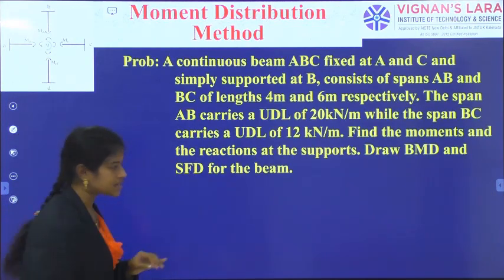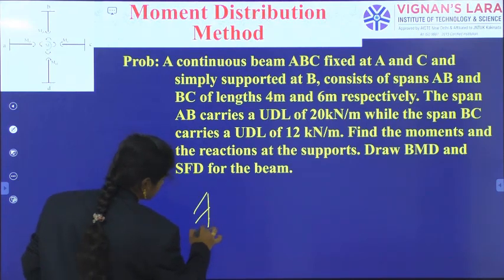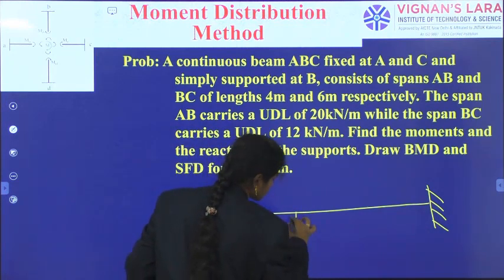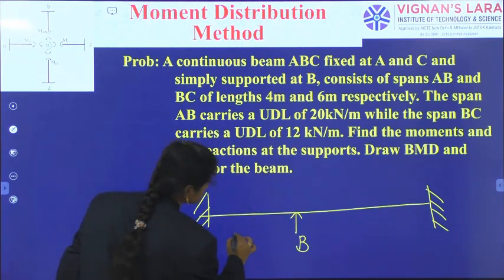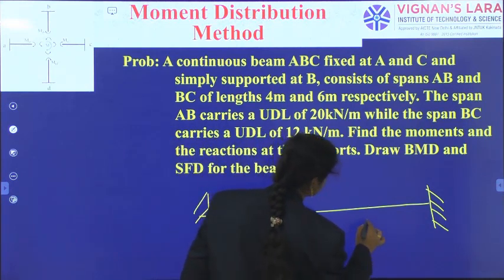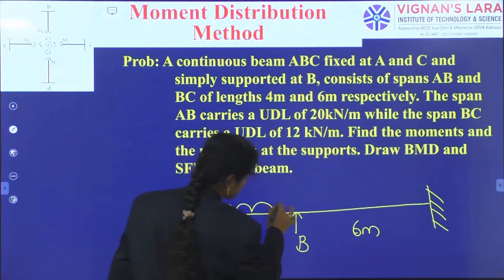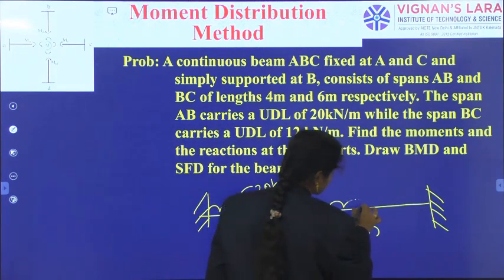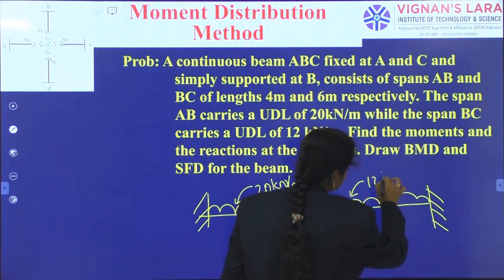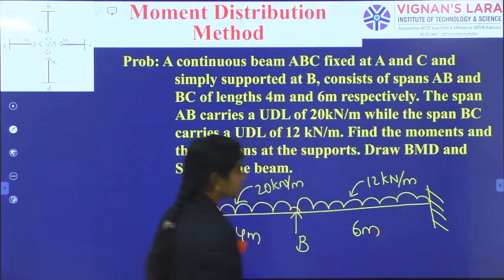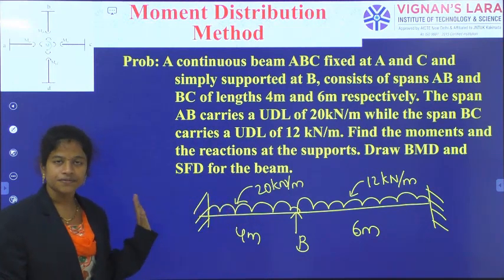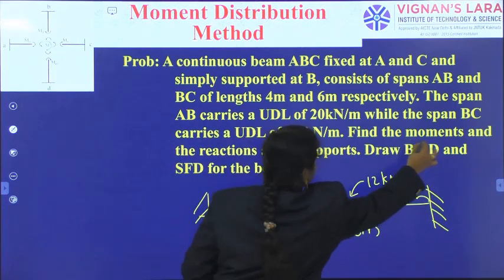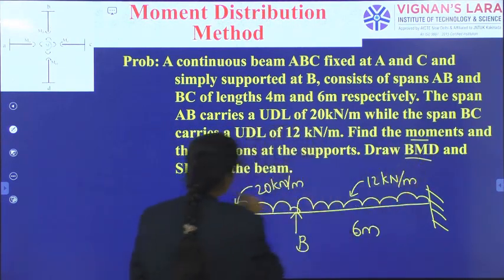Firstly, they have given a beam with fixed end A, fixed end C, and also a support at B. The first span is 4 meters long and the next is 6 meters long, with a UDL of 20 kilonewton per meter and a UDL of 12 kilonewton per meter. Right? So this is the loading condition, and for this loading condition we have to generate the support moments, support reactions, bending moment diagram and shear force diagram.